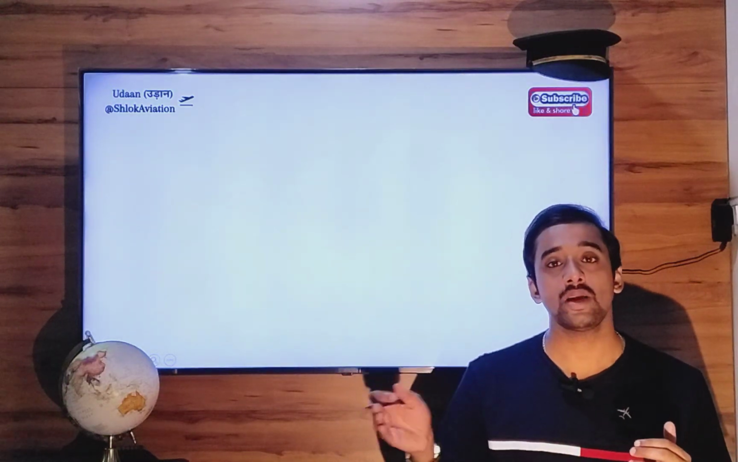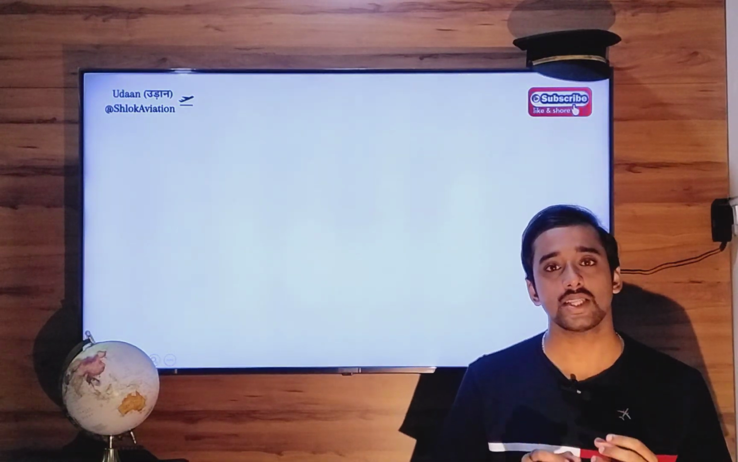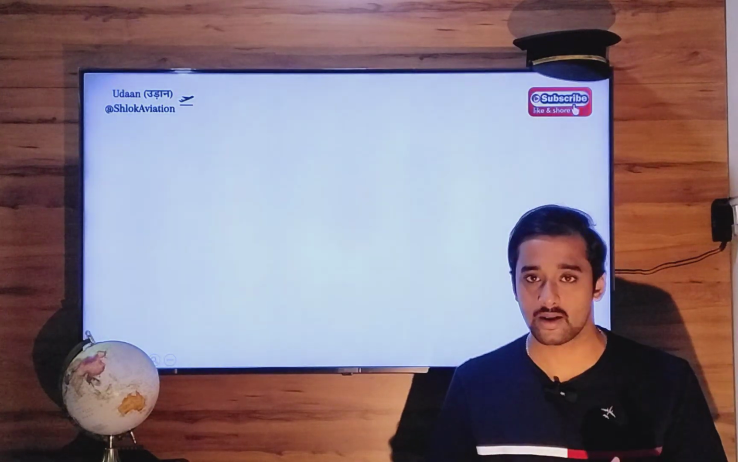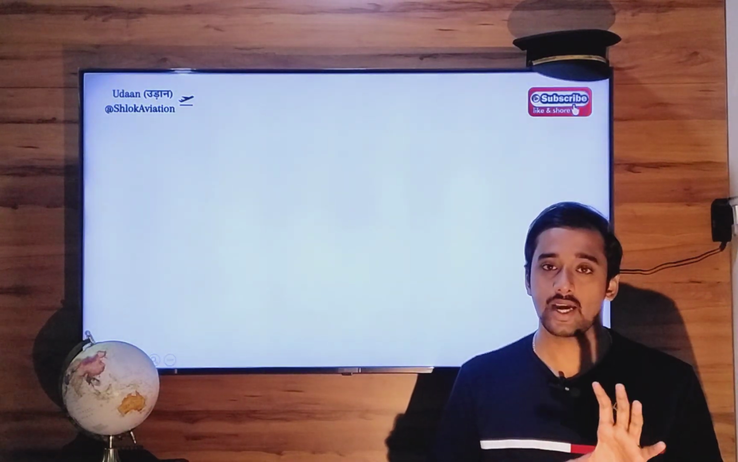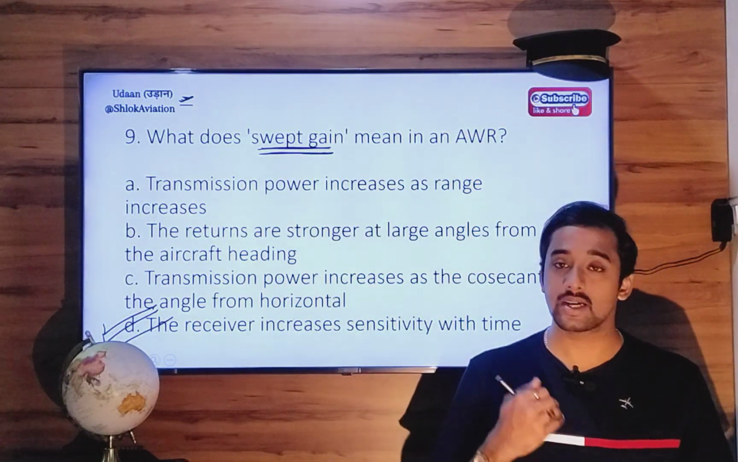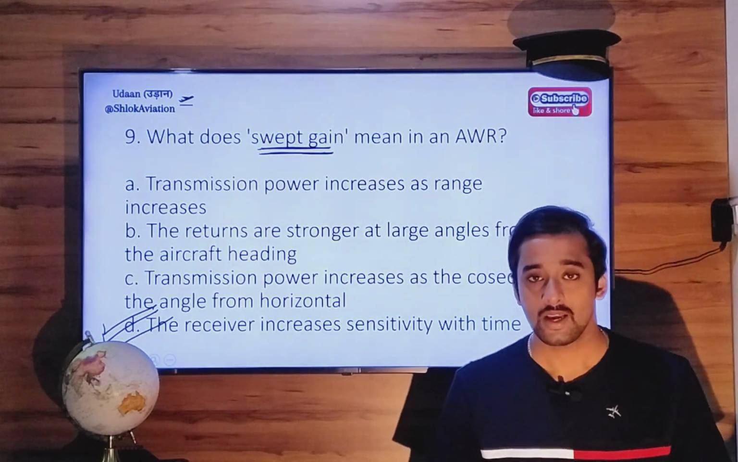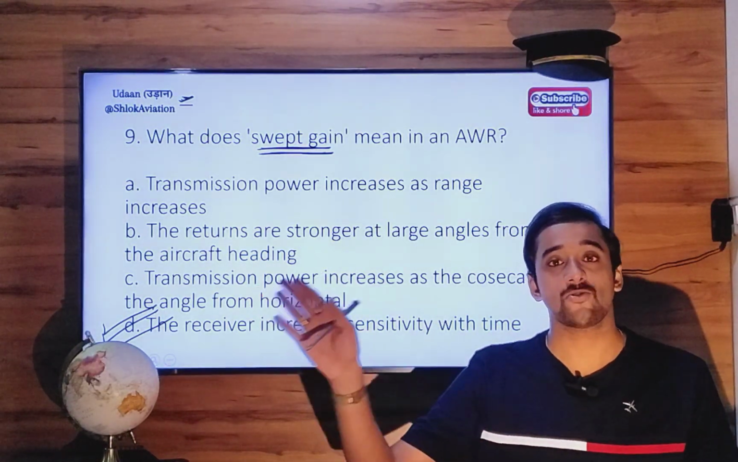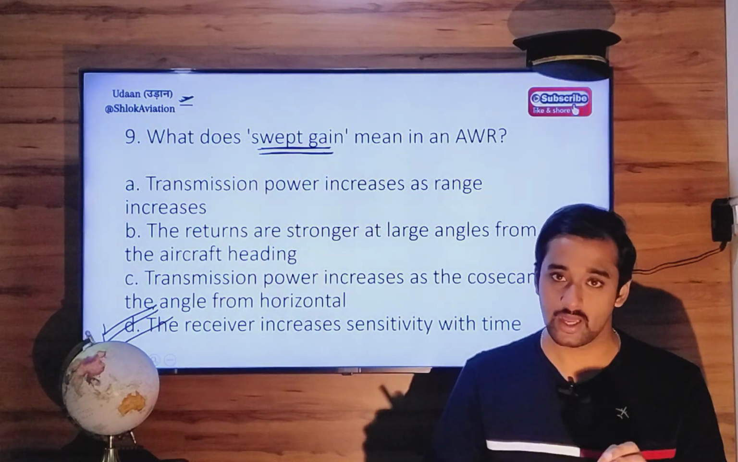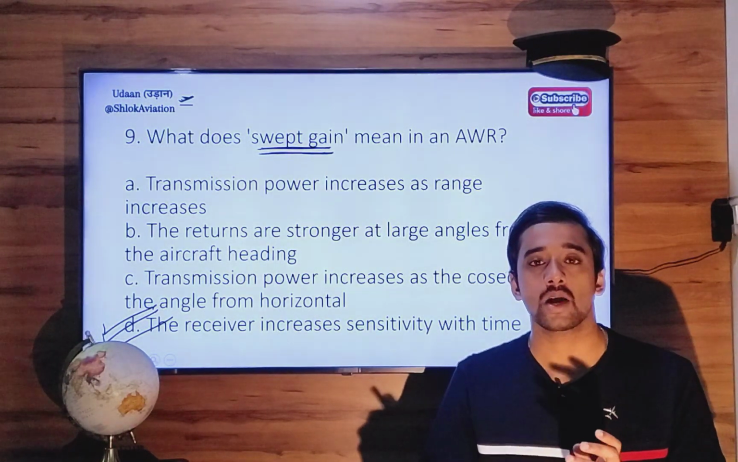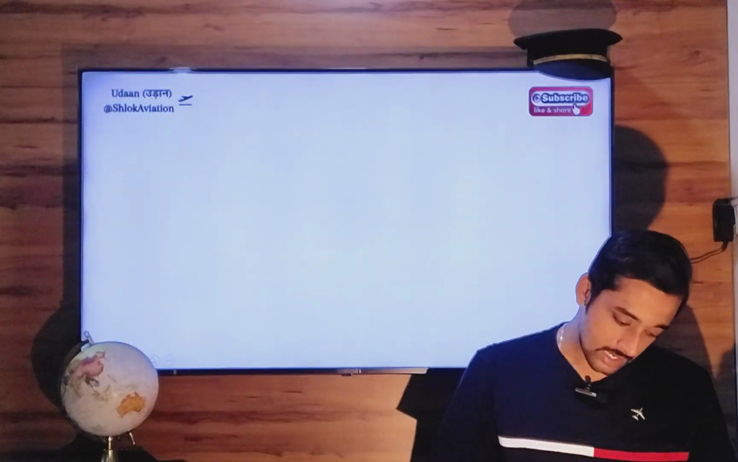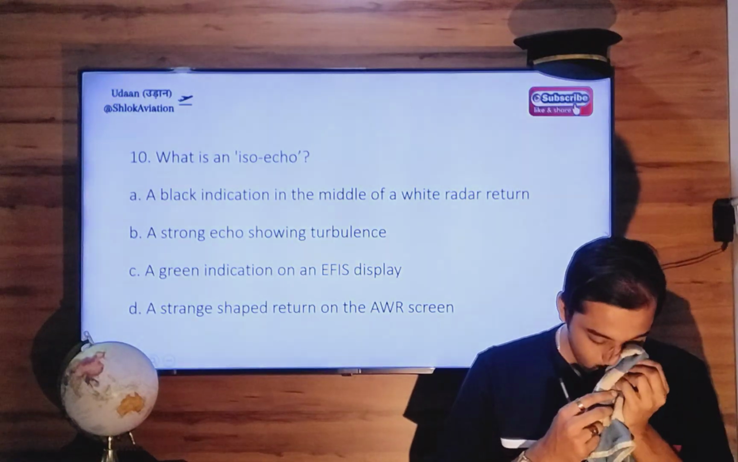They must also be received by the receiver, just like reception happening from any target close to the radar. So in order to establish that level playing ground, the swept gain is used so that the receiver increases sensitivity with time. So the radar pulses which are coming from a much farther distance will also be received at the receiver successfully, just like any other radar return coming from a short distance. That's it. Simple.